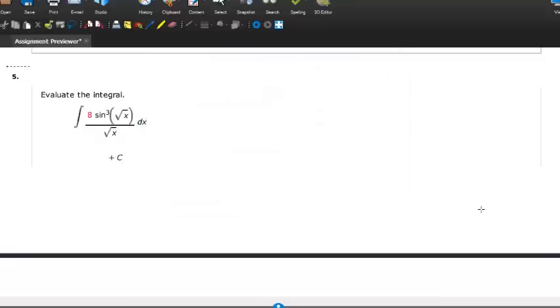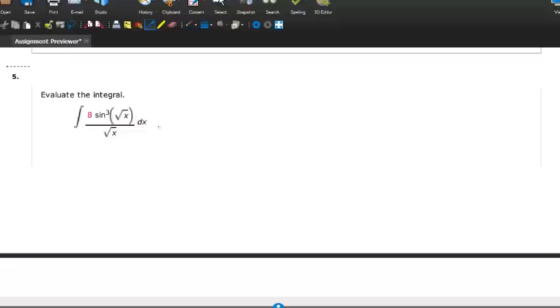So let's look at the following problem, number 5. This looks like a trigonometric problem, and we have this sine cube term, but here we have to be a little bit careful because we also have square root of x running around. So what will be the first step for this problem? The first step will be, we will go ahead and get rid of this square root of x term.